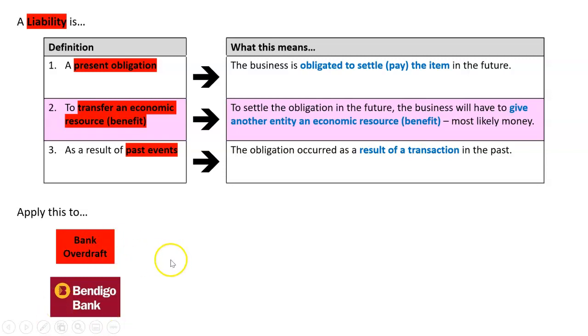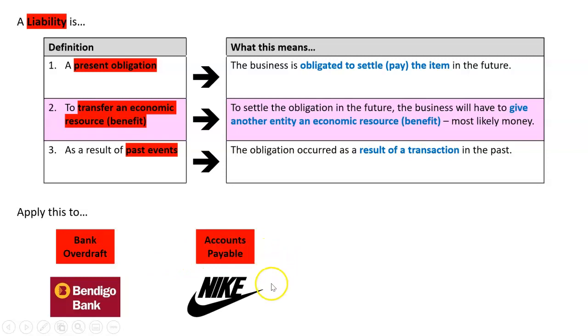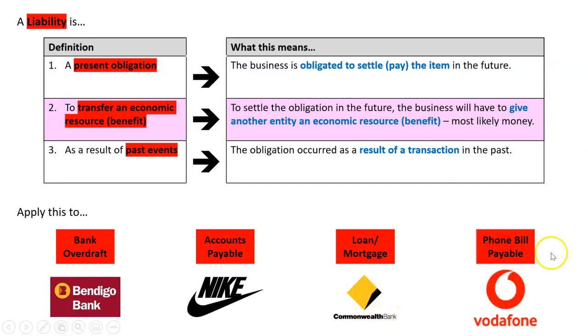It's called an overdraft. Let's look at an account payable. That is a supplier who's sold us inventory on credit and we haven't paid. So let's say we are a sports store. We bought a bunch of stuff from Nike. We haven't paid for it yet. That is called an account payable. A loan or a mortgage. We borrowed money, let's say in this case, from the Commonwealth Bank. And let's look at this one, a phone bill payable. That's an expense payable. It's also called an accrued expense.